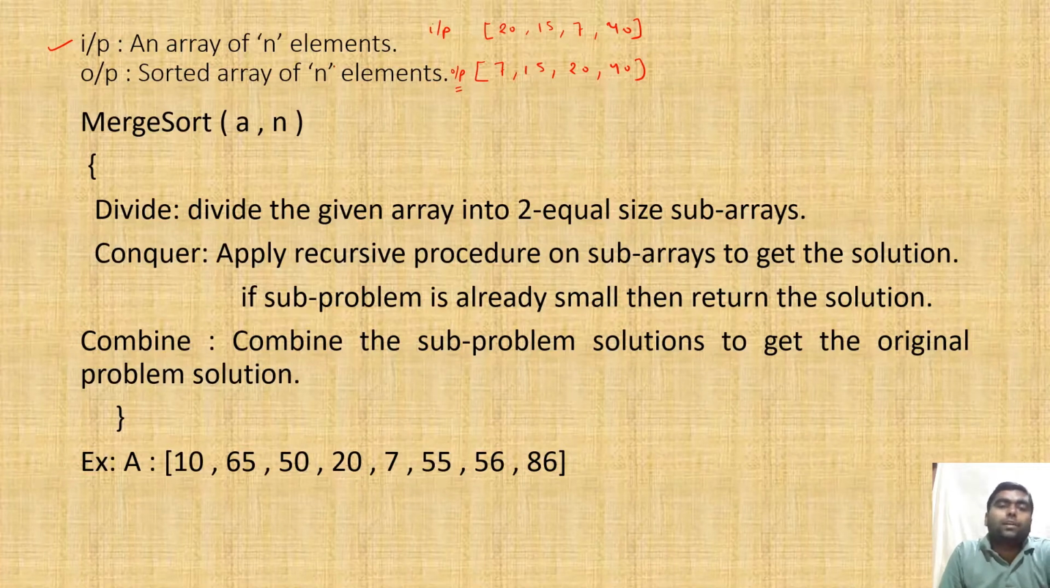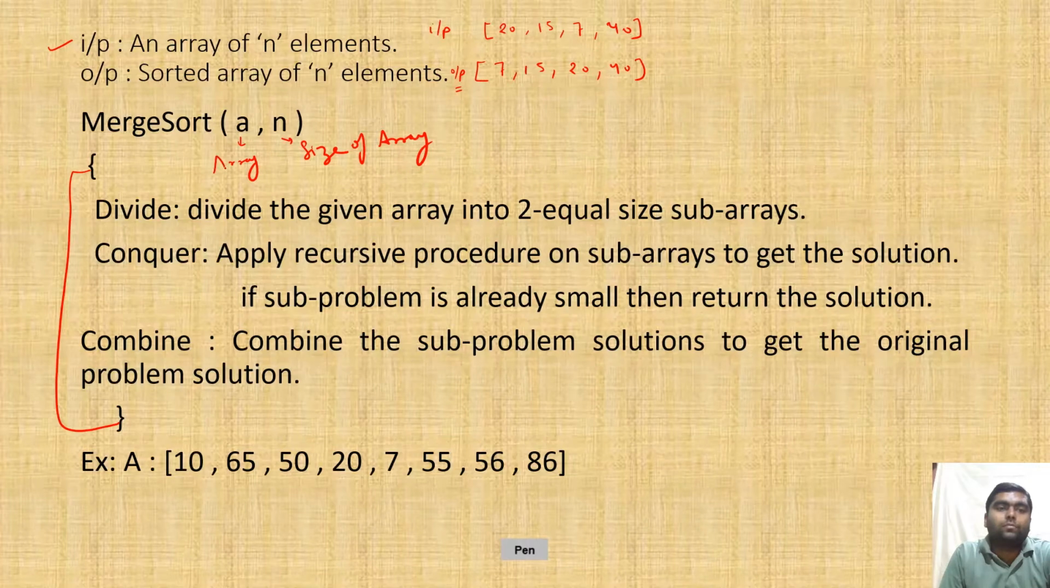So an array of n elements is the input. It may be in any order, random order, and the output must be a sorted array of n elements. So what is the strategy here? Just pay attention. Because this is a divide and conquer strategy, there are always three steps: divide, conquer and combine. Here A is the array, and n is the size of the array.